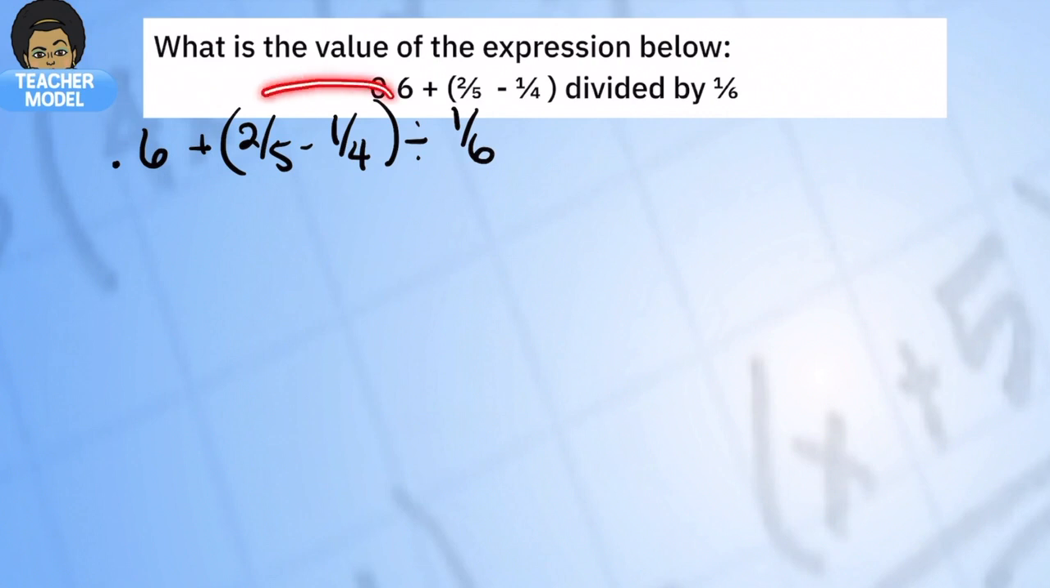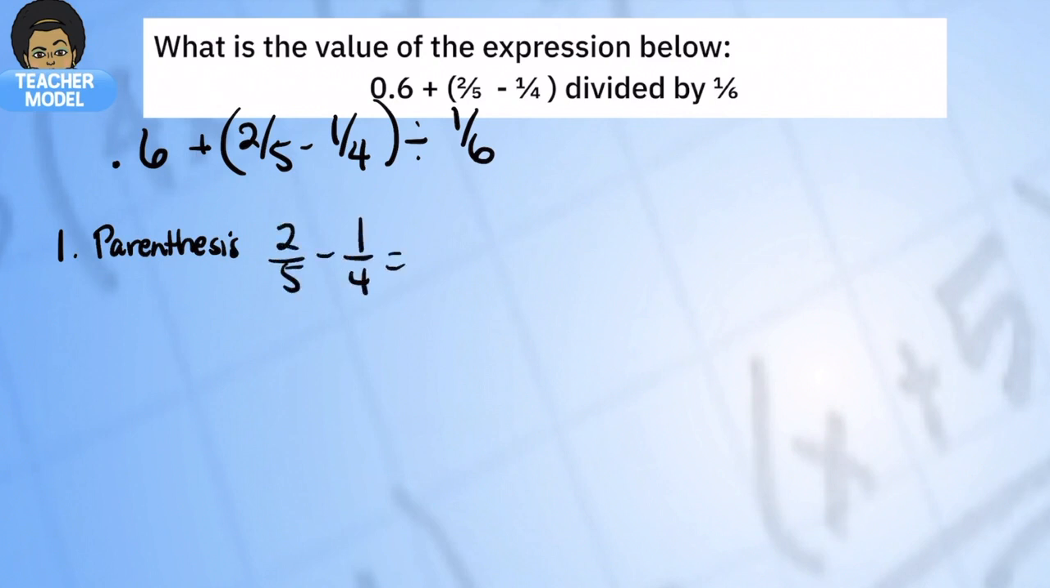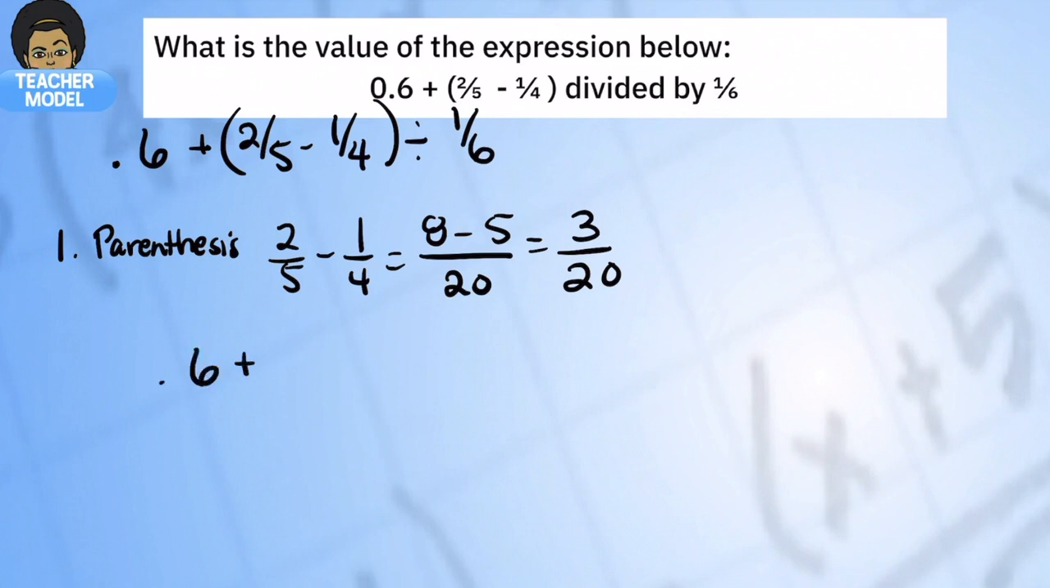Using our order of operations, we're going to start here with our parentheses. I'm just going to put a 1, and just so you know where we started with the parentheses, 2/5 minus 1/4. Our common denominator is 20. 5 times 1 is 5. 2 times 4 is 8. And I get 3/20. So that's our first one. So let's rewrite our problem. We have 6/10 plus 3/20 divided by 1/6.